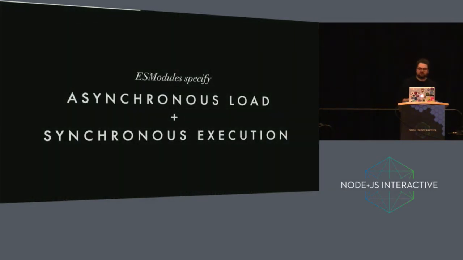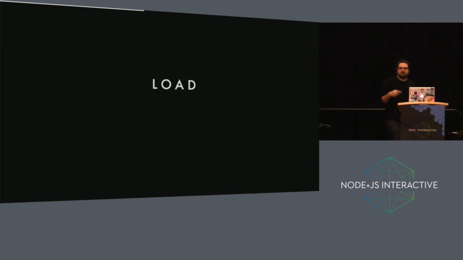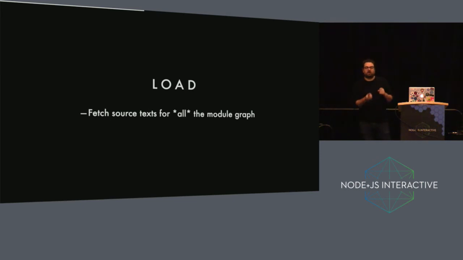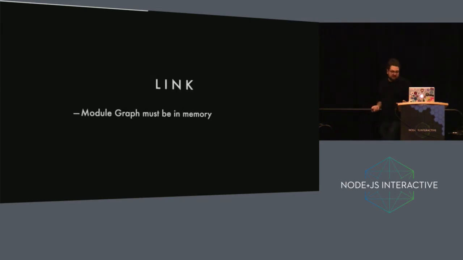ES modules alternatively specify an asynchronous load and then a synchronous execution. What this means is that we start by loading. We fetch the source text for all modules in the graph and resolve all the specifiers within all the source text. So we start at the root, and we slowly find all the specifiers. We slowly resolve where all those specifiers point to, and we get all of the source text that's needed to create the graph. We then go into a link phase. For that, you must have the graph in memory, and it executes in a pre-order traversal, which means it starts at the root, and it moves then left and then right.